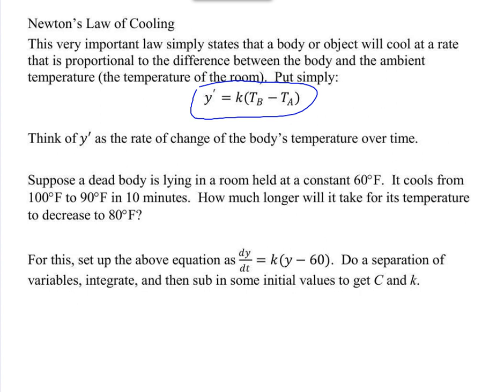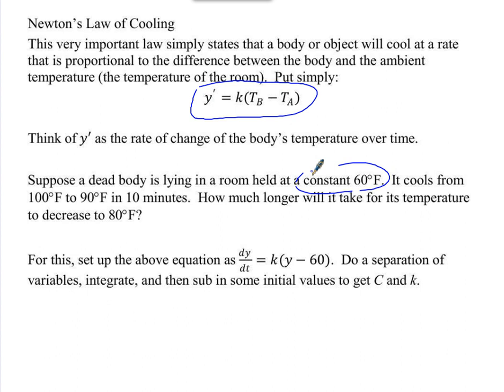So this dead body was 100 degrees, and now it's 90 degrees 10 minutes later. How much longer will it take for this body's temperature to decrease to 80 degrees Fahrenheit? And do you understand that it will continue to decrease because the ambient temperature of the room is 60 degrees, which means that the body will tend towards that temperature. Okay? It'll try to find equilibrium with the room.